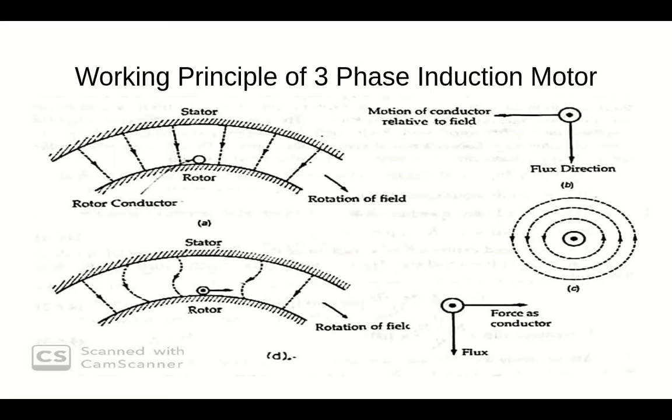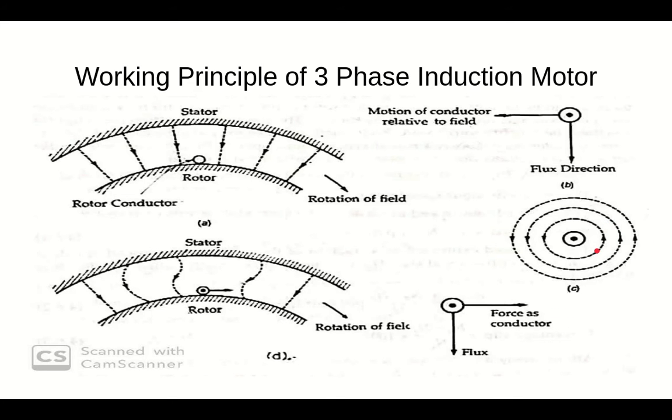By the right hand rule, we can determine the direction of induced current in the conductor. Since the magnetic field is rotating clockwise and the conductor is stationary, we can assume that the conductor is in motion. With respect to the magnetic field, by the right hand rule, the direction of the induced current is outwards, that is represented by this dot you can see here. Now the current in the rotor conductor produces its own magnetic field, that is represented by this diagram.